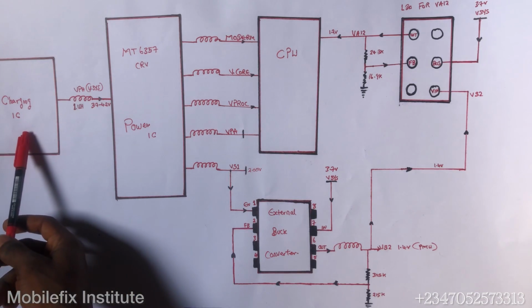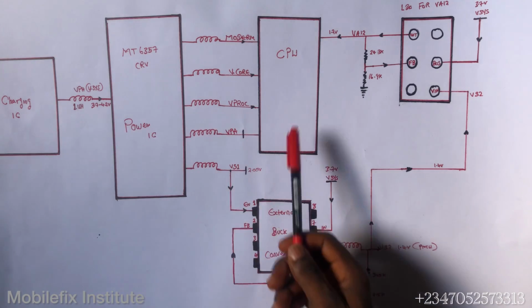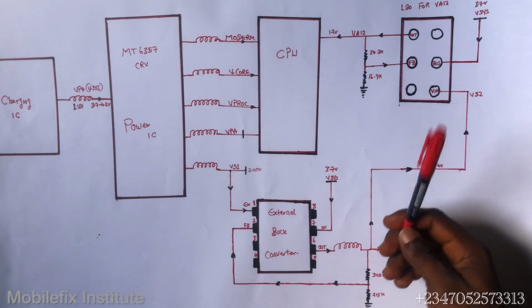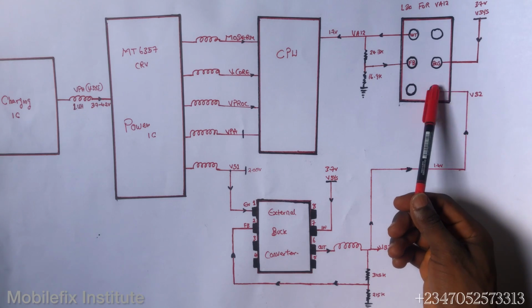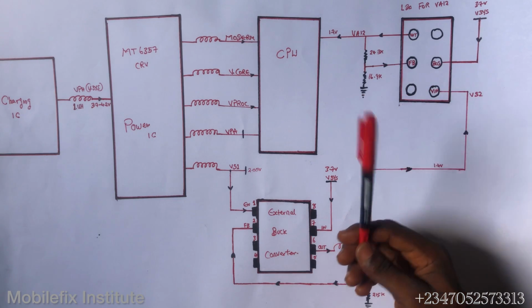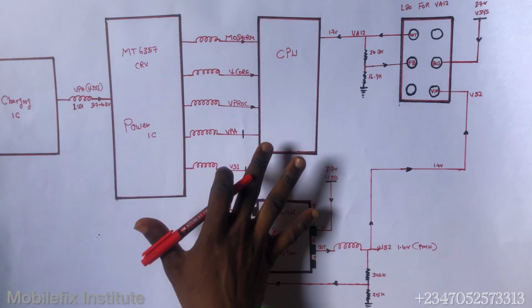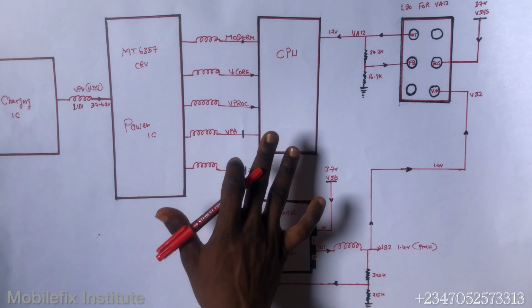This is our charging IC, this is our power IC, then this is our CPU, and this is our external buck converter. Okay, you can call it second power IC, but it's not really a power IC. It's a buck converter, external one. Okay, I will tell you why they put this external buck converter. And then we also have an LDO circuit here. This is an LDO IC that generates VA12 and sends it to our CPU. So now I'm going to mix this block diagram with schematics so that you will understand.